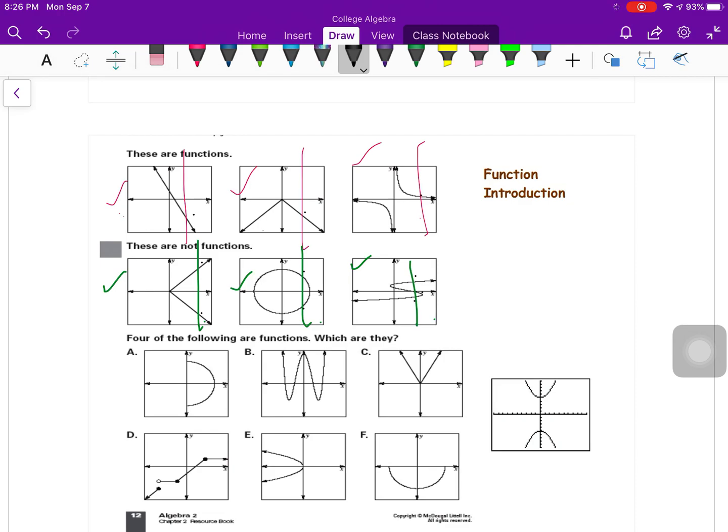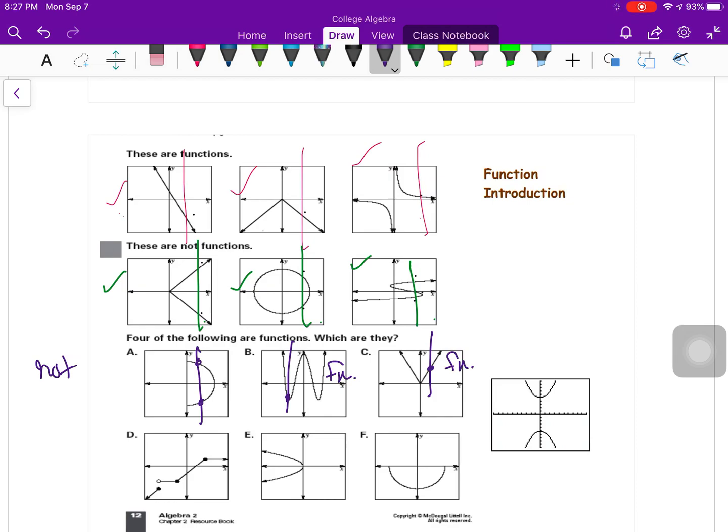Now, by knowing that, can you tell me which of these are functions and which are not? A is not a function. It does not pass the vertical line test. It touches at 2 points. B is a function. It touches at only 1 point. C is a function. A vertical line touches at just 1 point.